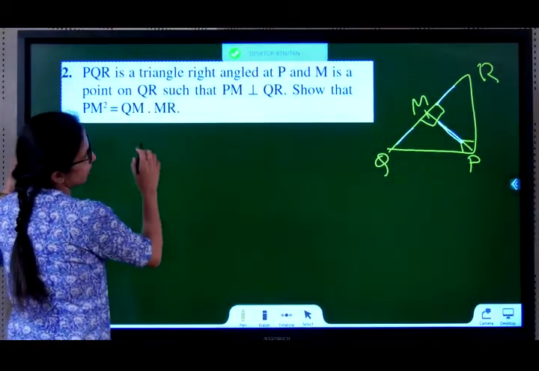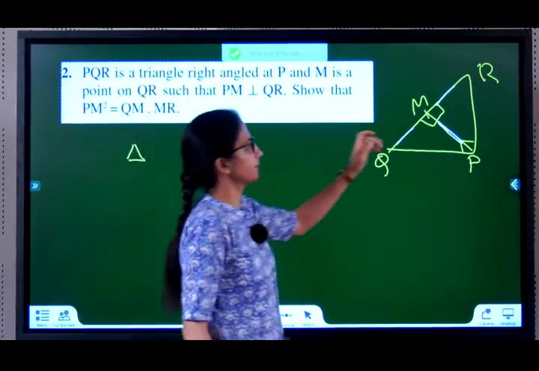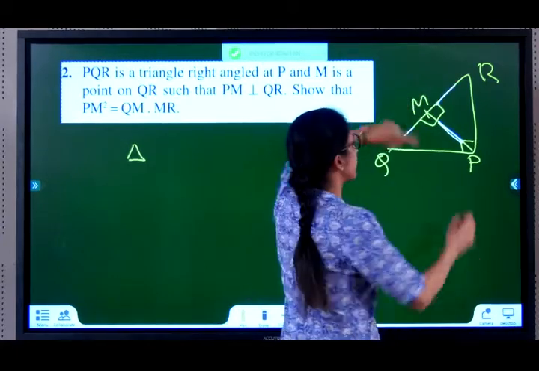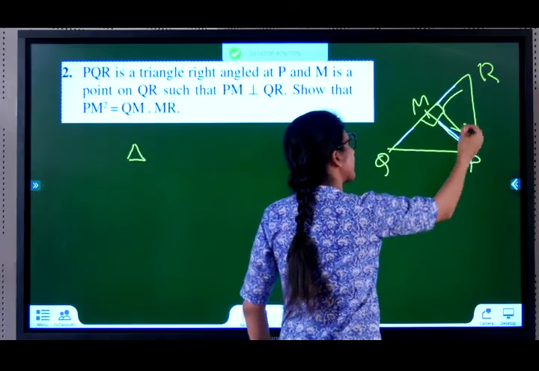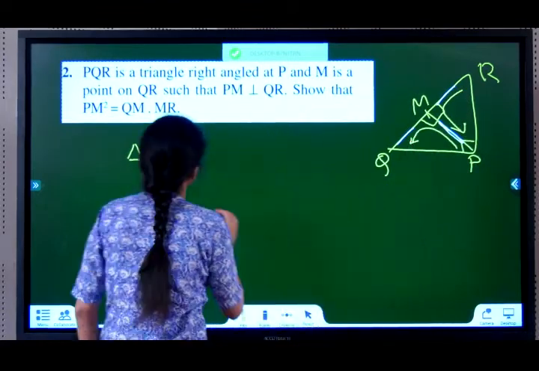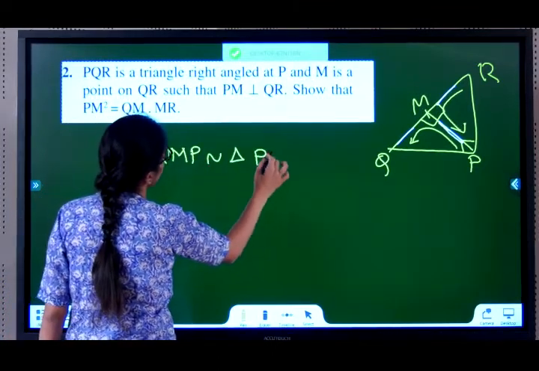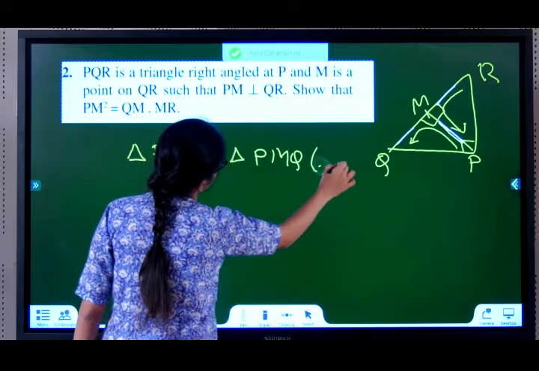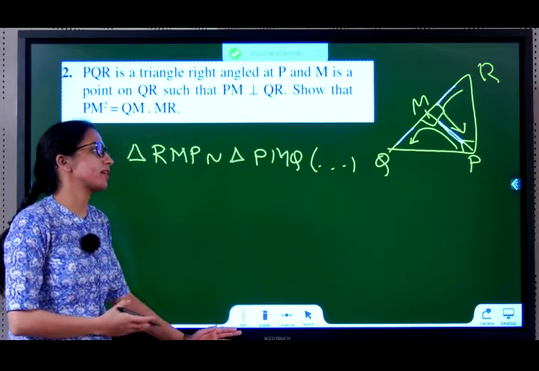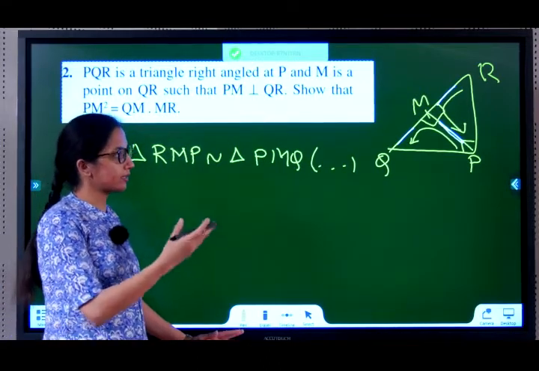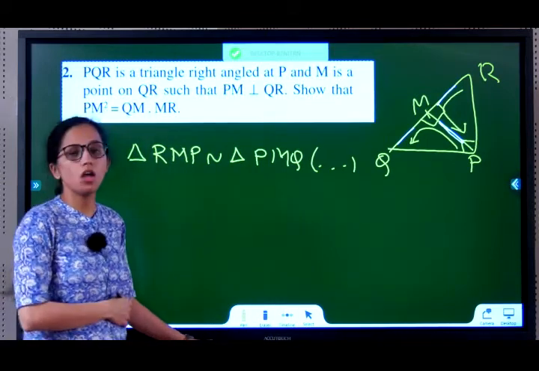Can I say triangle? How do we do it? Start from one side and go towards the 90. RMP, and then PMQ. So triangle RMP is similar to triangle PMQ. Reason: a perpendicular drawn from the right angled vertex to the hypotenuse divides the triangle into two triangles on the sides of the perpendicular that are similar to each other and similar to the whole triangle.